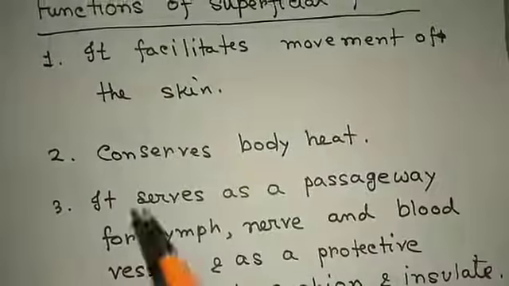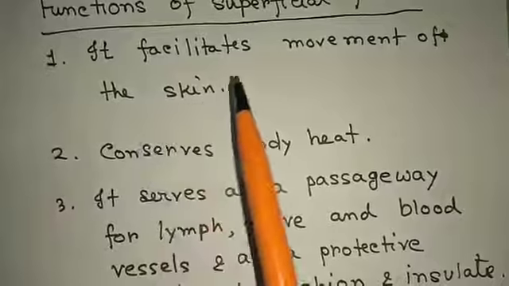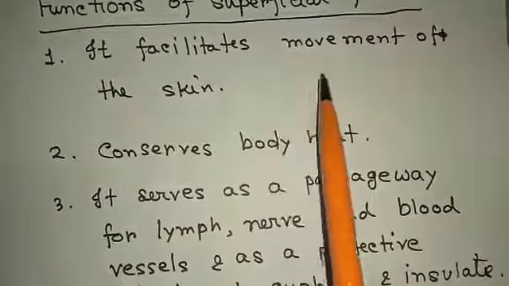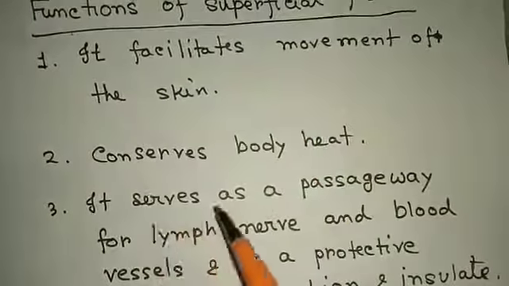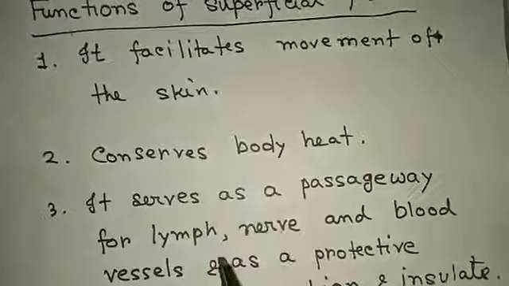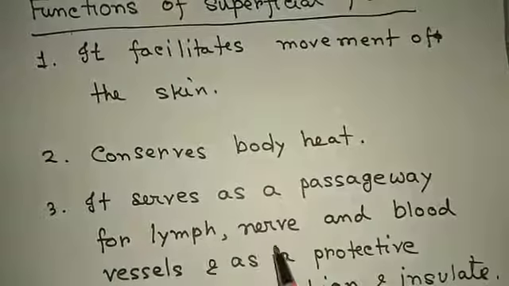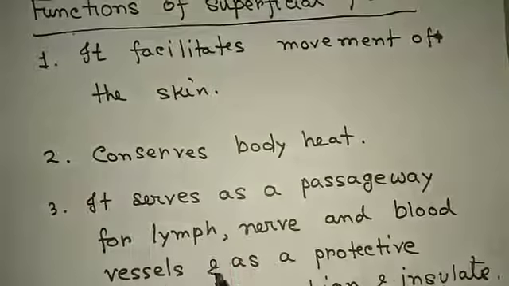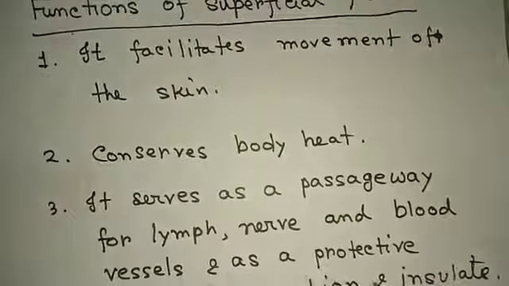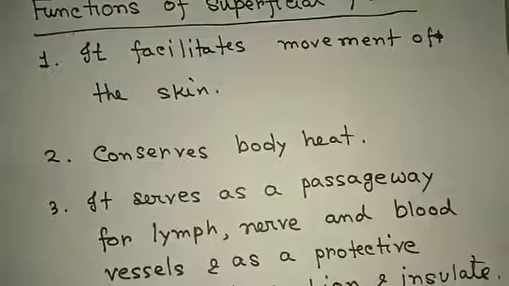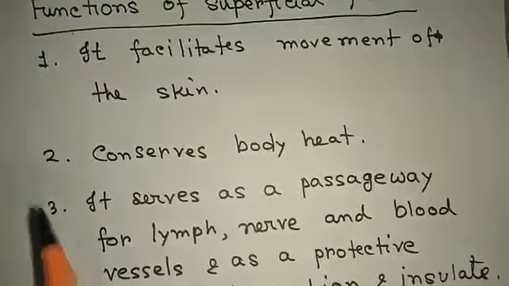Now, the functions of the superficial fascia: it facilitates movements of the skin, and it conserves body heat. Lymph, nerves and blood vessels pass through it, and it also has protective functions, cushioning and insulation.